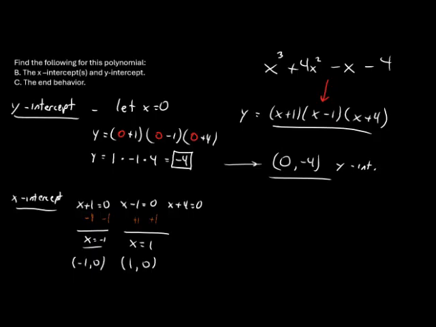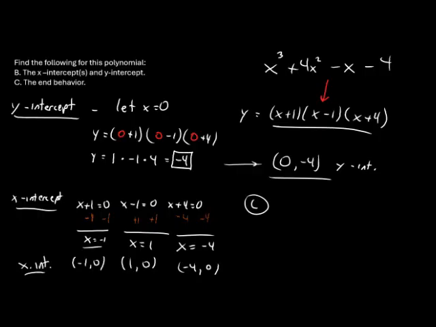Finally, for our third piece, we'll subtract 4 from both sides. When we subtract, we'll end up with x equals -4, giving us an x-intercept of -4, 0. These will be all of the intercepts for this function. Now we can analyze the end behavior.